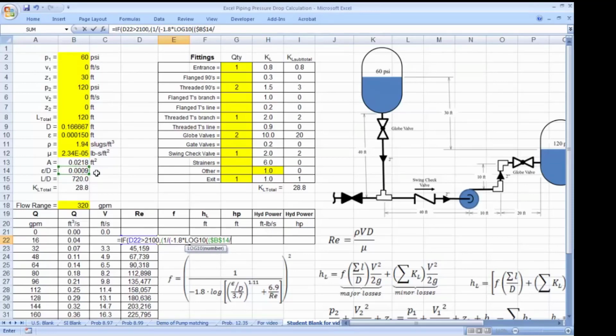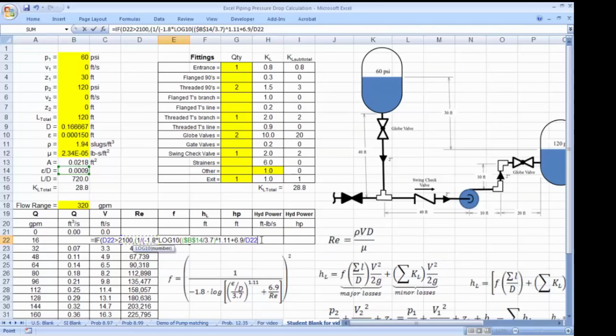divided by 3.7, that raised to the 1.11, plus 6.9 divided by the Reynolds number, which is right here, but I have to go below it and then go back up one to be able to get that.